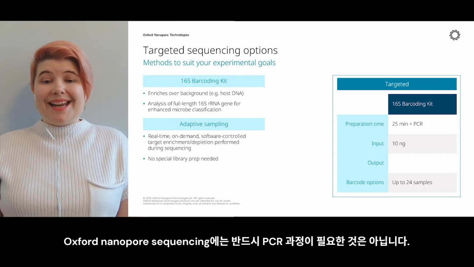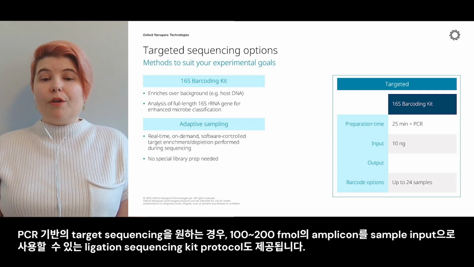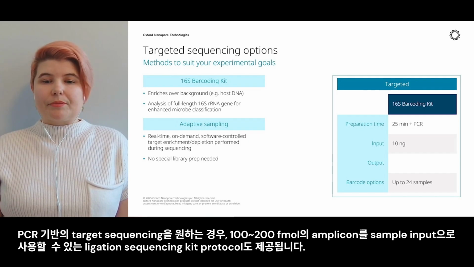While PCR is not necessary for Oxford Nanopore sequencing, protocols are also available for those aiming to utilize a PCR-based targeted approach, where 100 to 200 femtomoles of an amplicon can be used for input with our ligation sequencing kit.